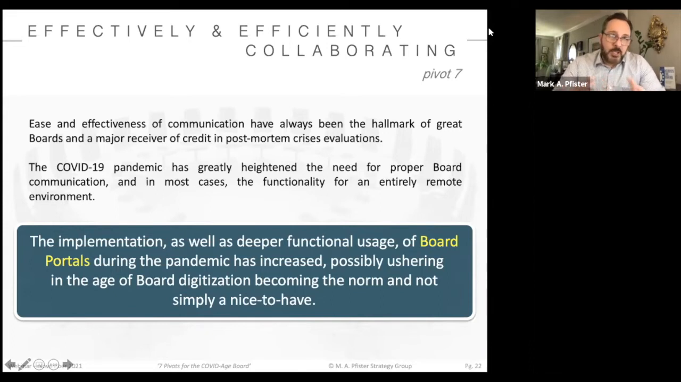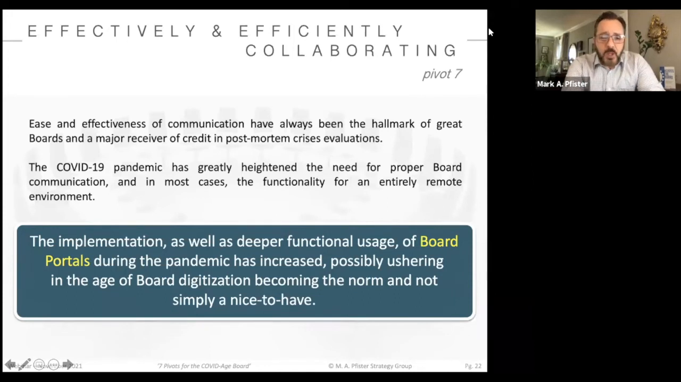If I give one other bit of information on this, when the pandemic first hit, the number of boards that were rendered almost useless, I can honestly use that terminology, when they weren't able to meet in person because they were not using communication tools or board portals for that matter, the number of boards that were just ineffective was extremely high. And that went on for months.